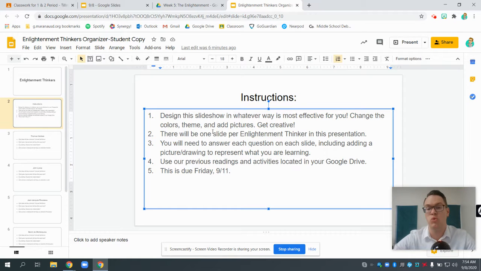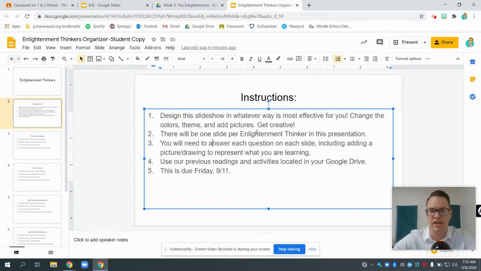Pictures are going to be required, but I just want you guys to have fun and get creative with that. If you are one of my artsy people, you could draw a picture, hold that up to your webcam, take a picture of the picture, and put that in your slides. That would be totally perfect as well.